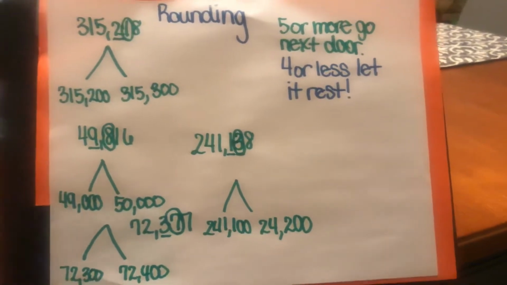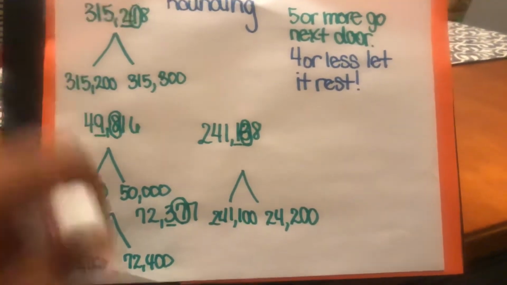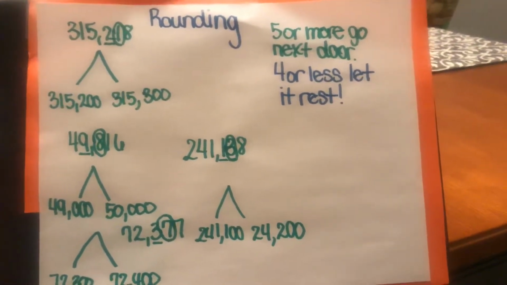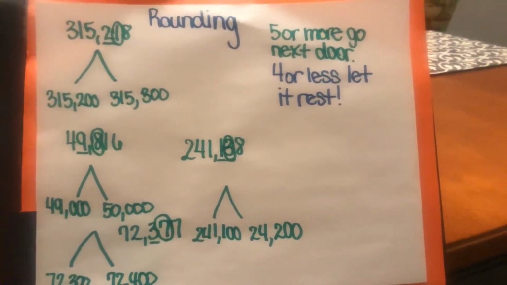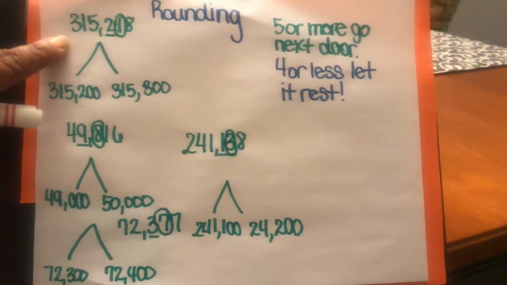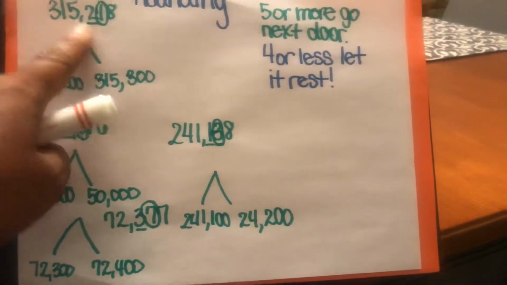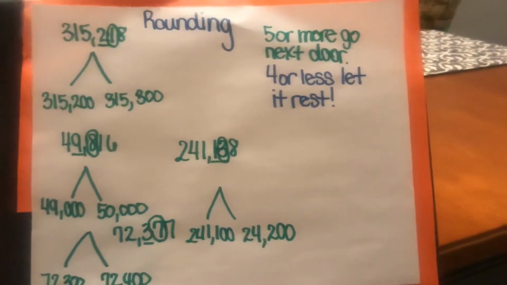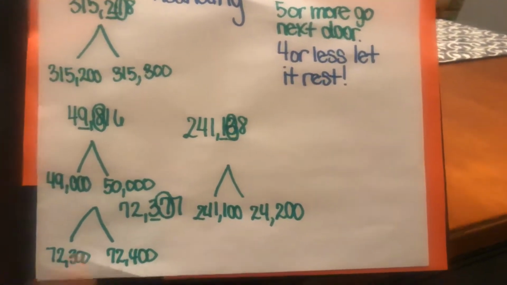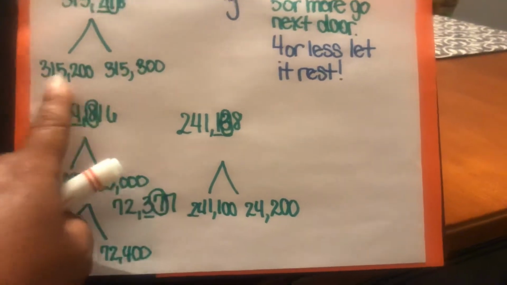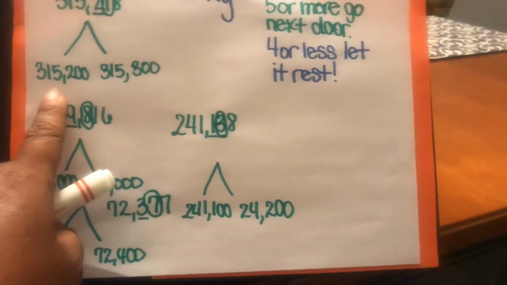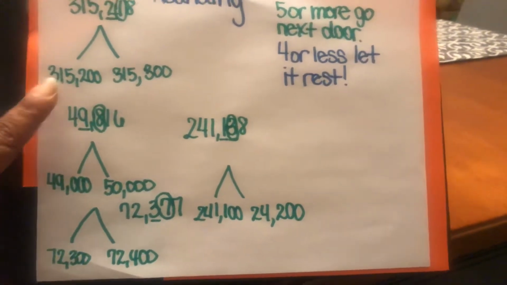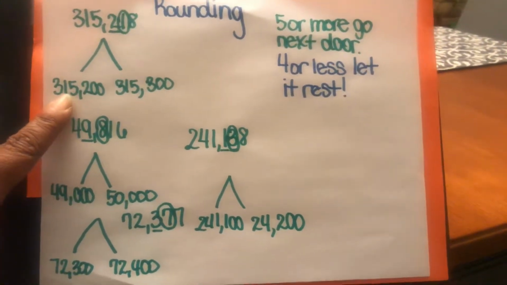Here we go. So let's take a look at our first number. Our first number that we're rounding is 315,218. Now I call this my rounding mountain. Sometimes I may call it a roller coaster. So if you notice, I have two numbers that are at the bottom of both ends of my mountain. These are what we call friendly numbers.